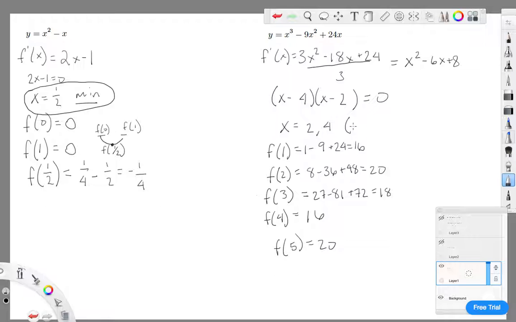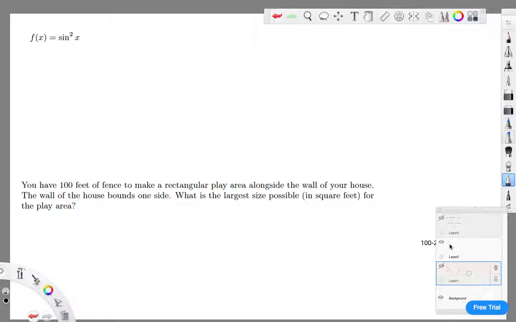And so here we've got a maximum, and then a minimum. All right. Let's take a look at another example.